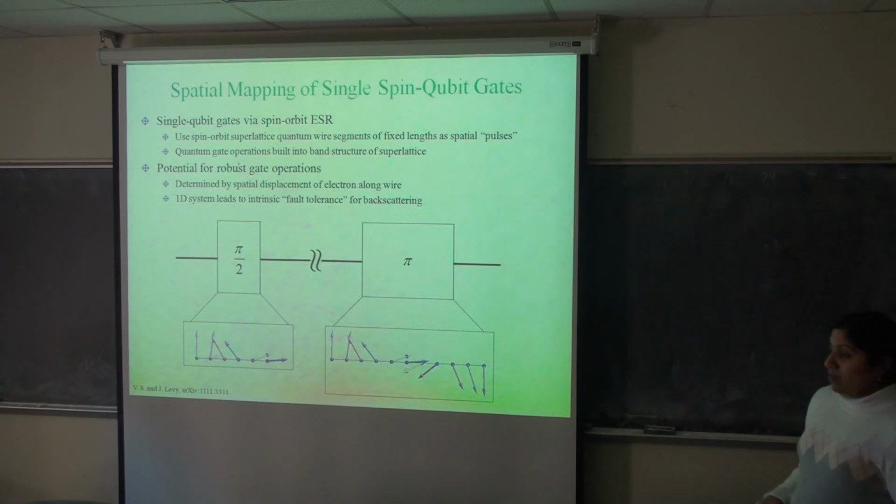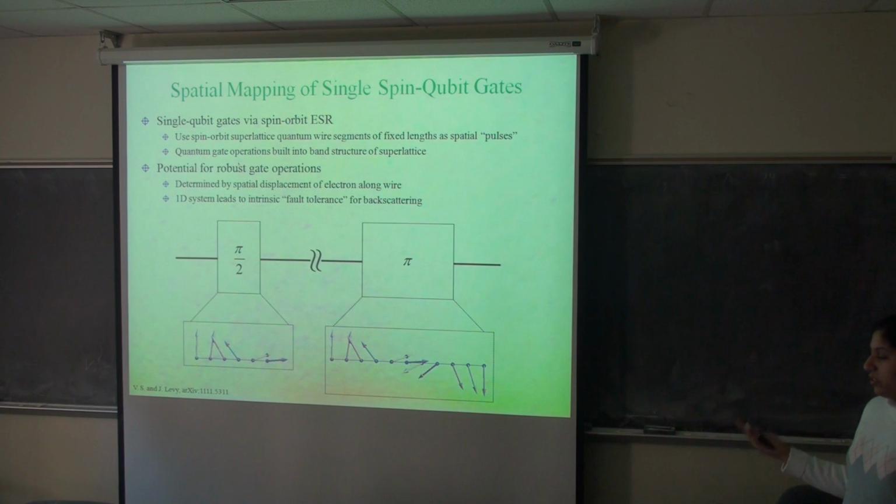We also have the fact that because this is a one-dimensional system, there is a built-in fault tolerance for backscattering, so that any change in spin polarization due to backscattering can be undone if the electron again scatters into its original direction. And what ultimately determines the spin polarization is the spatial coordinate.